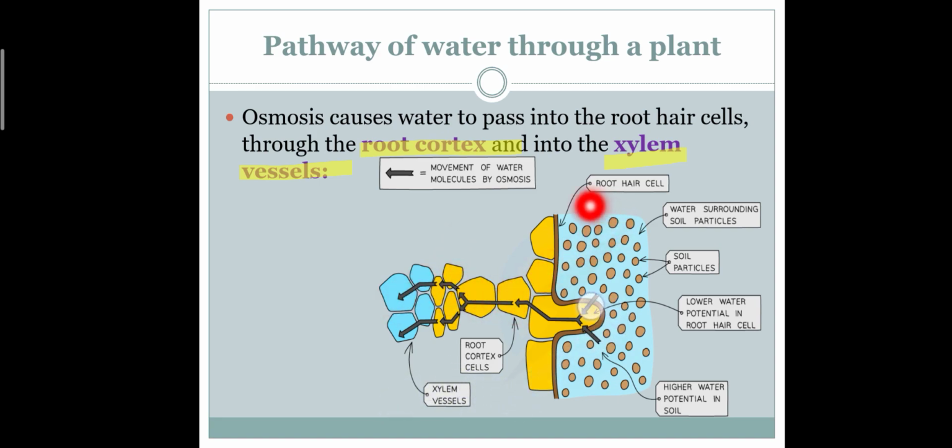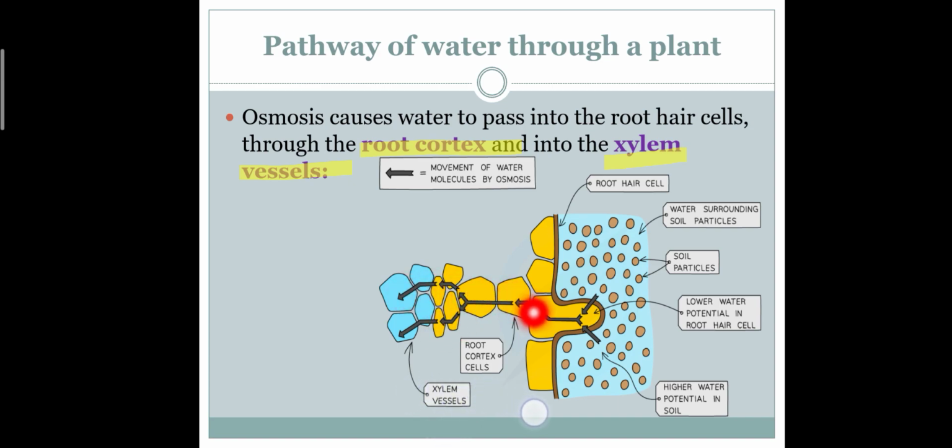So here we can see the root hair cells. This blue area is showing the water surrounded by the soil particles, and the small particles are the soil particles. This is the lower water potential in the root hair cells, and here is the higher water potential in the soil. These areas are showing the movement of water molecules by the process of osmosis.